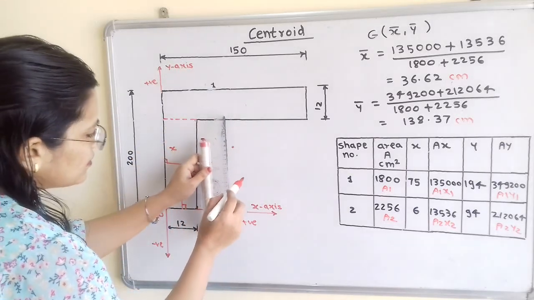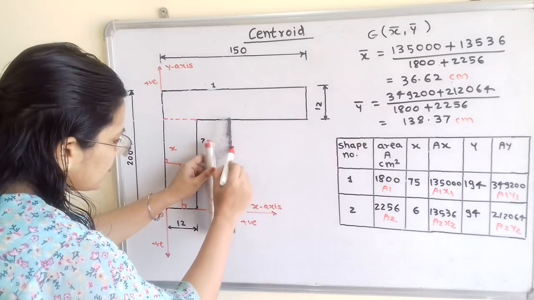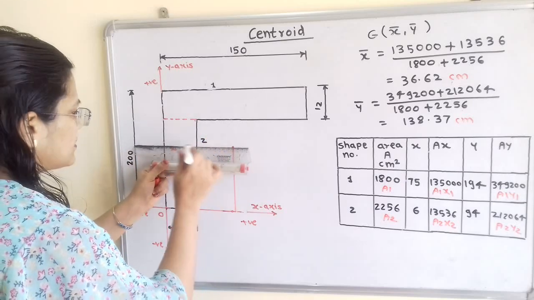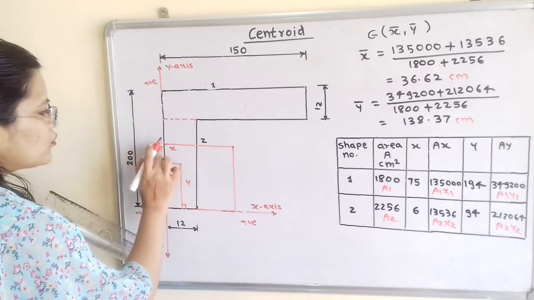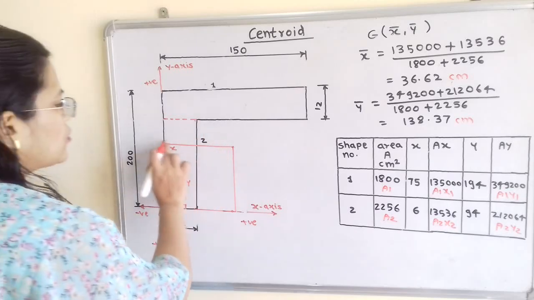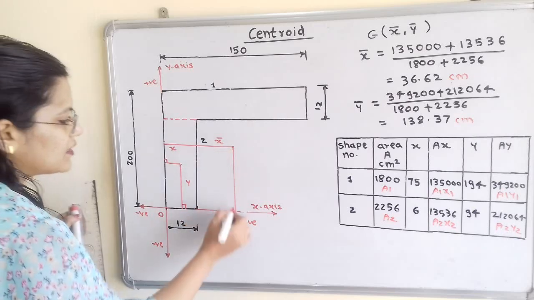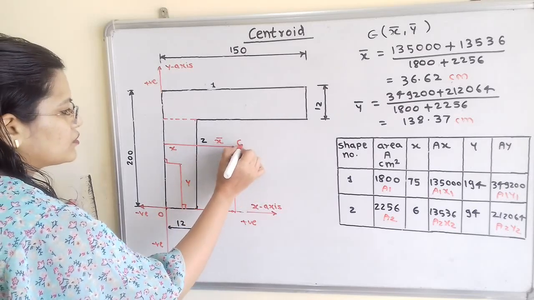So how to show this distance? So I will again connect the centroid G with x axis and the y axis. So here this horizontal distance is known as x bar and this vertical distance is known as y bar, and here is the location of G.